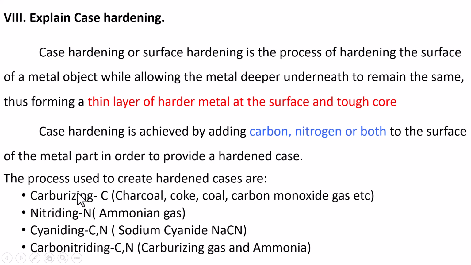For adding carbon, in the case of carburizing, we use materials like charcoal, coke, coal, carbon monoxide gas, etc. We can do it with solid materials, with liquid materials, and also with some gas. For nitriding, we use ammonia gas. For cyaniding, we use sodium cyanide, NaCN. For carbonitriding, carburizing gas and ammonia are used.